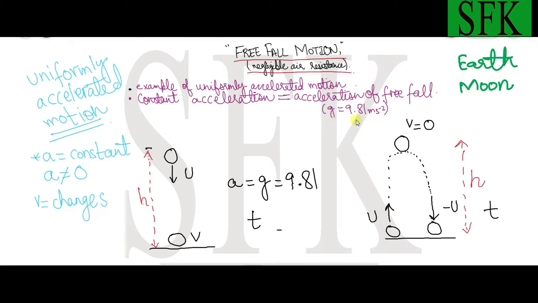Earth has a fixed value of g equal to 9.81 meters per second squared, and you guys need to learn this. Acceleration of free fall on the Earth's surface is 9.81.